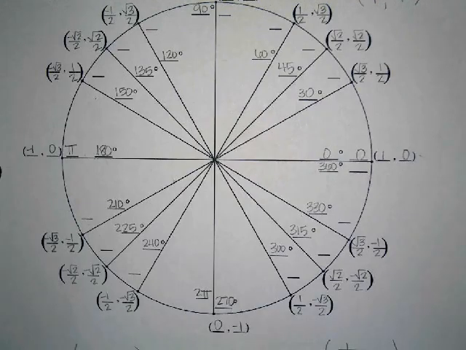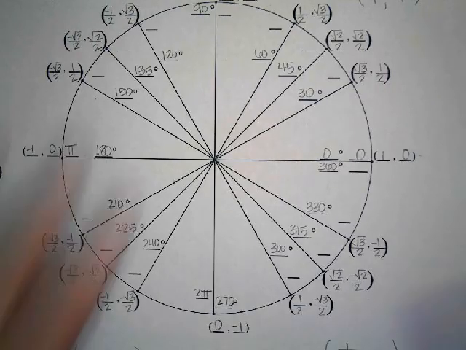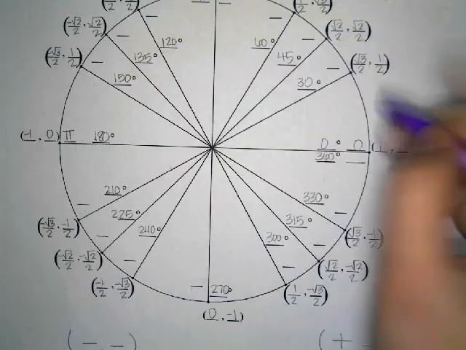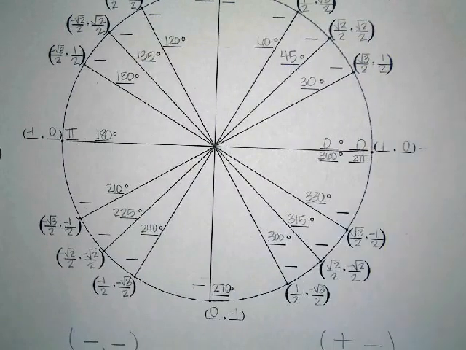Oh my gosh, sorry, 2 pi, I was not thinking. Thank you for catching that. 2 pi over here. I would have caught it, I just would have caught it later, and I would have thought I was crazy. Okay.